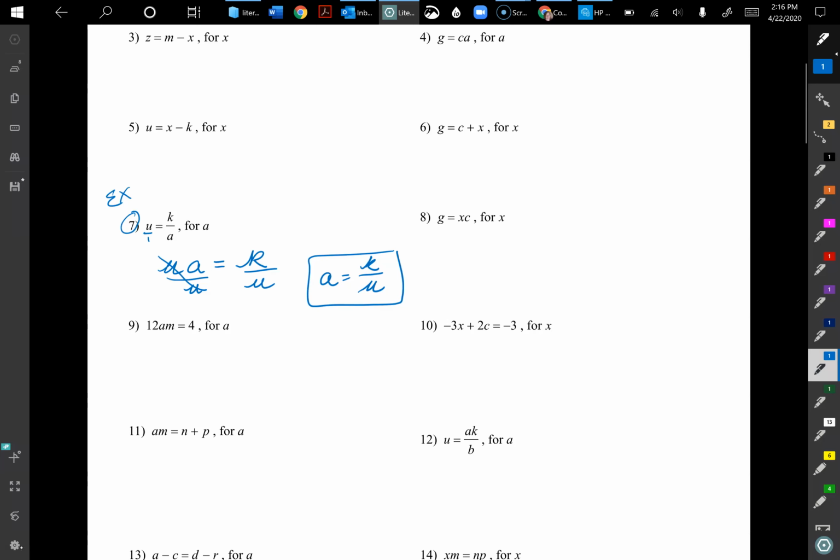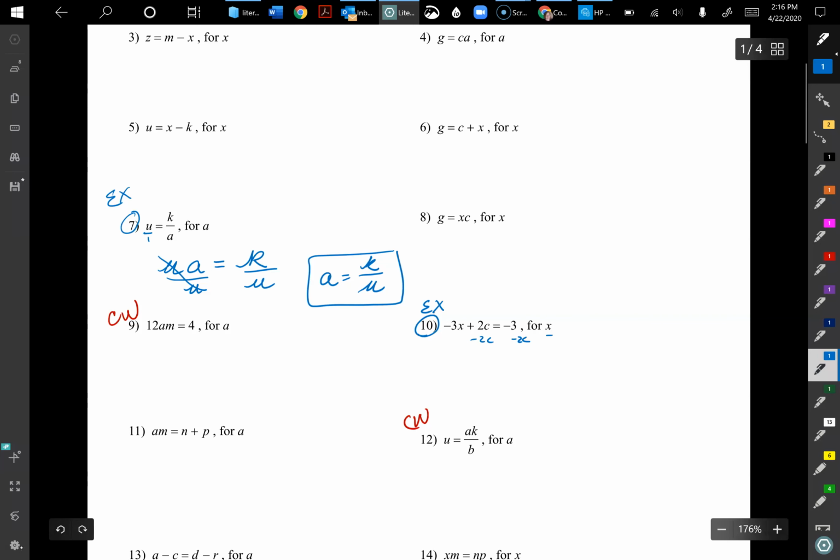Another one I can do is a little bit different. We'll do number 10 as an example. You can probably do 9 as a classwork and 12 as a classwork. Those would be good. So let's look at number 10 together. We're solving for x, and negative 3x plus 2c equals negative 3. So I'm going to subtract 2c from both sides.